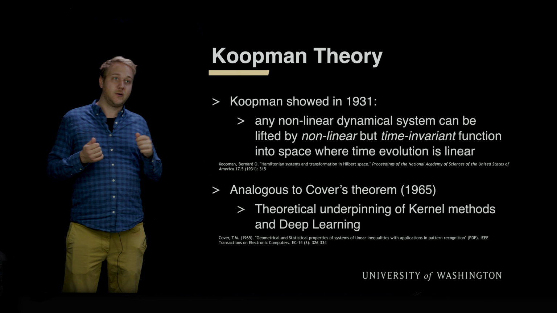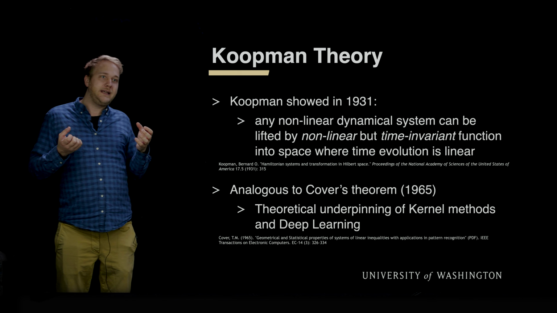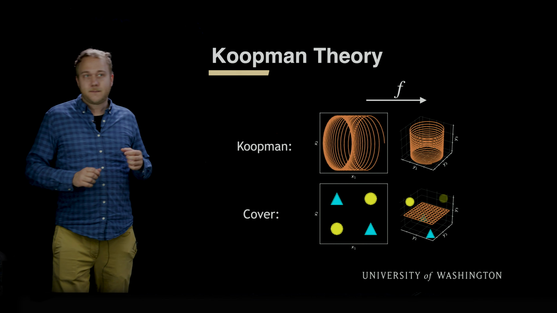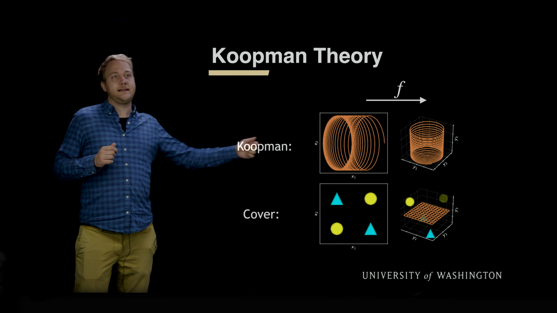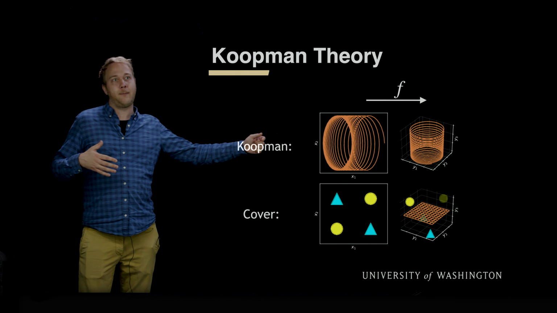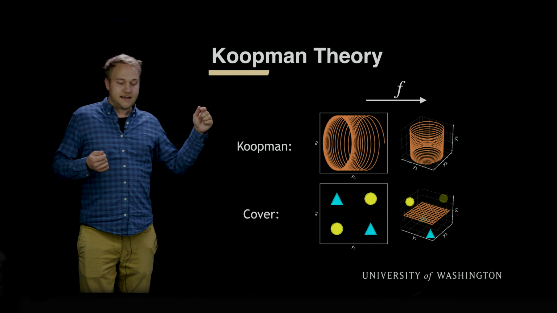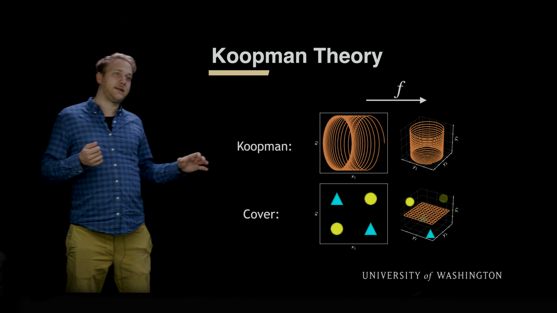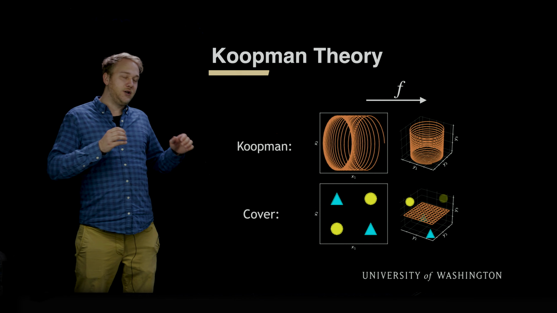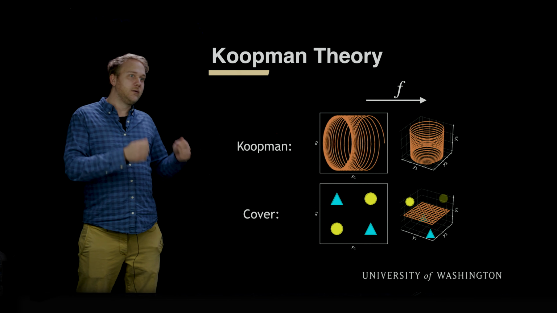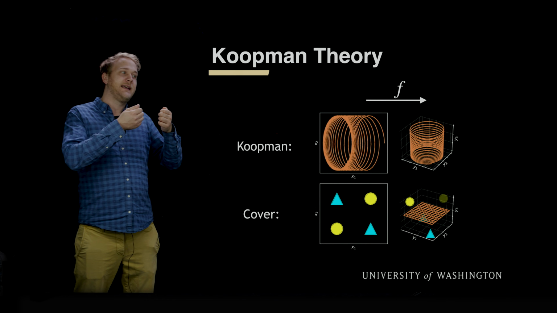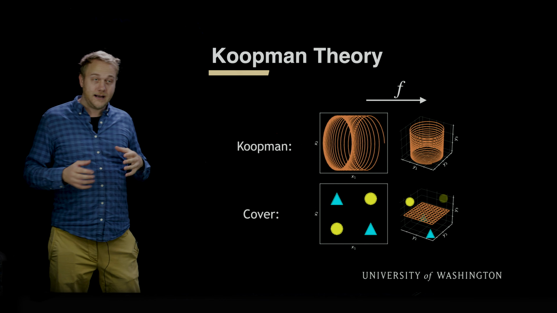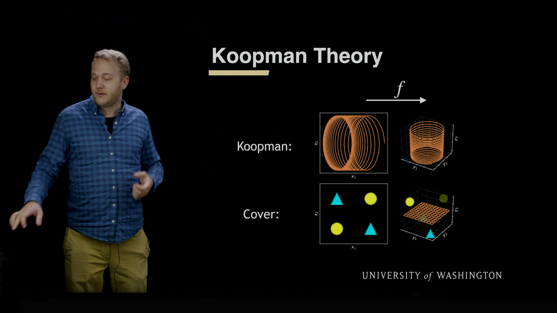And there's a very strong analogy to Cover's theorem, which is arguably the theoretical underpinning of kernel methods in deep learning. So Koopman theory tells us you can take a nonlinear dynamical system, apply a function f, and in this transformed space, we can describe the data by linear methods. And the same is true for Cover's theorem. Cover's theorem says you can take any data set that has two classes, project it into a high-dimensional space, and there will always be a space in which we can linearly separate or describe the data with linear methods.